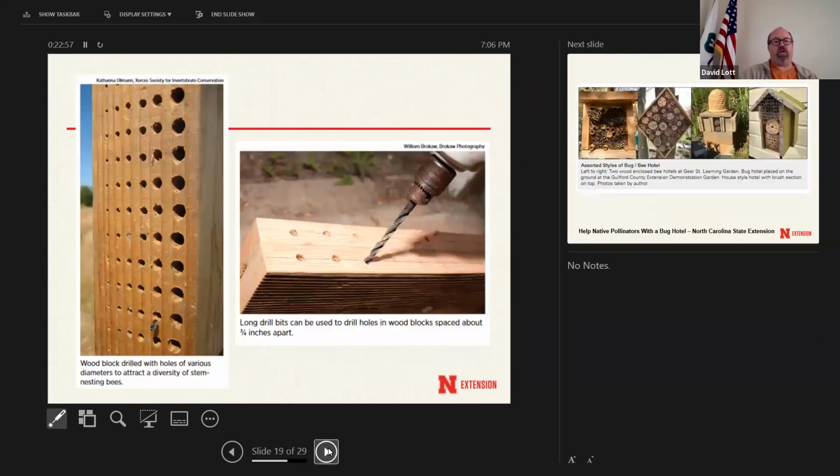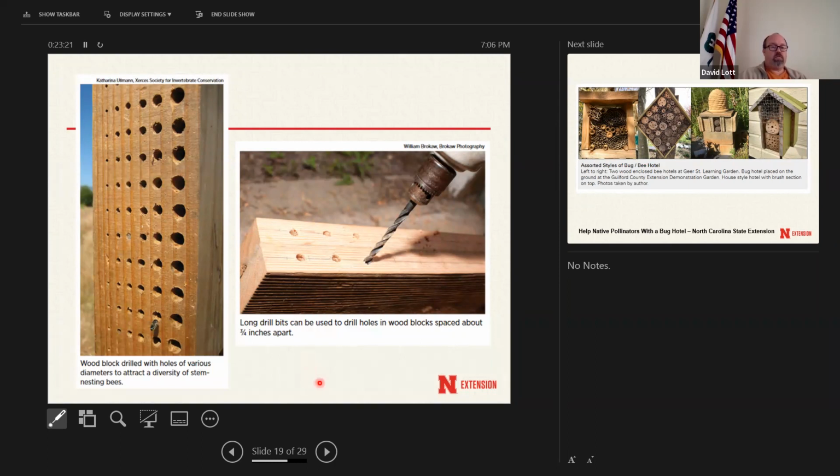This is a great picture from Michigan State. You can see how they've aligned it, how they took this example. They just went right down the line on one size, and then they go from larger to smaller. And it's good to use the long drill bits, of course, so you can go in pretty deep.